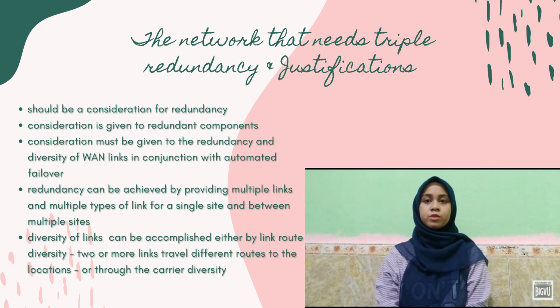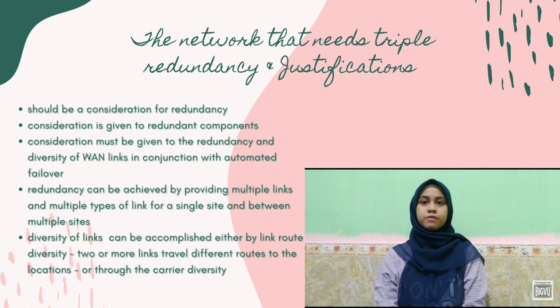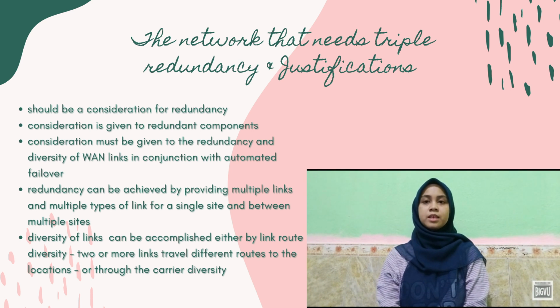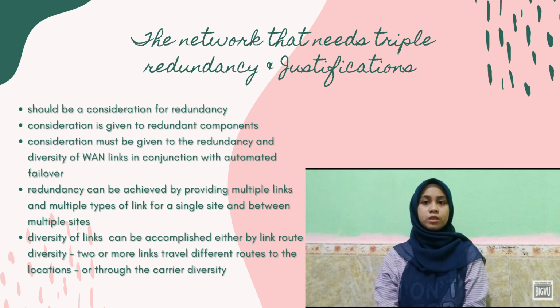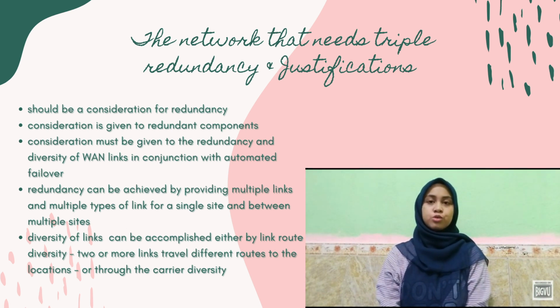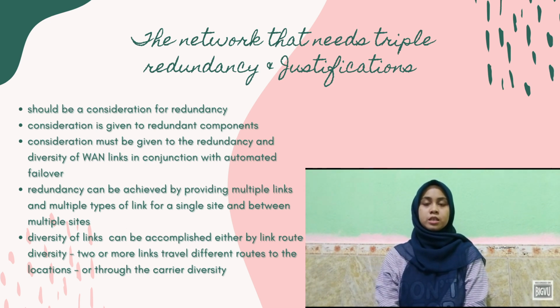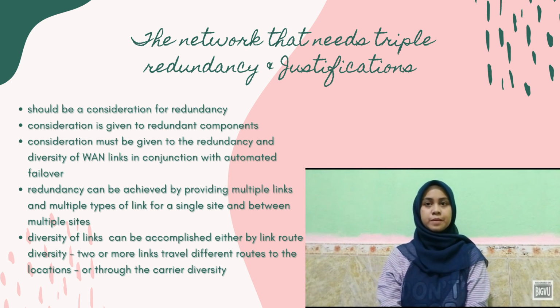Consideration must be given to the redundancy and diversity of each link in conjunction with automated failover. Redundancy can be achieved by providing multiple links and multiple types of links for a single site and between multiple sites. Diversity of links can be accomplished either by link route diversity, where two or more links travel different routes to the location, or through carrier diversity. Multiple carriers are used to provide internet access diversity and redundancy to hospitals that rely heavily on internet connectivity. Okay, that's all for me.